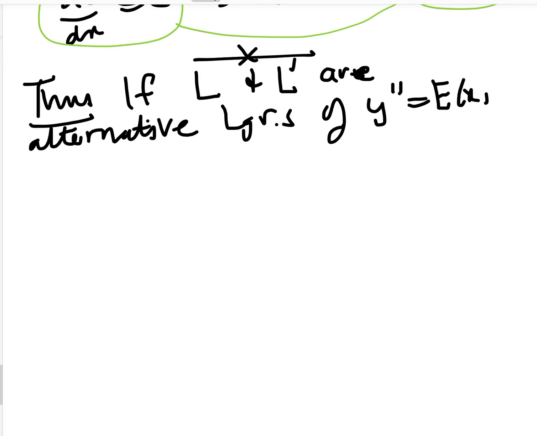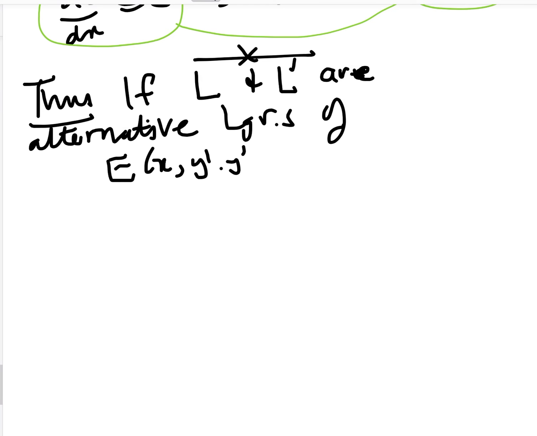Let me write that a bit nicer. Here's the differential equation. Let's rather write it like this: E of x, y, y dash, y double dash equal to 0. You've got two Lagrangians. That means E of L equal to 0 gives you this equation. E of L dash equal to 0 gives you the same equation, but there may be factors before you conclude the equation. Right?